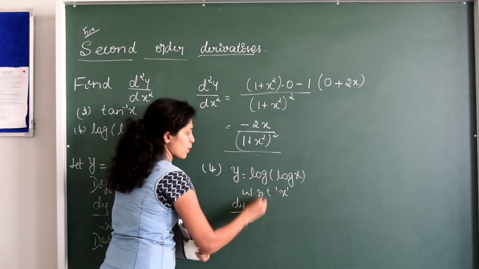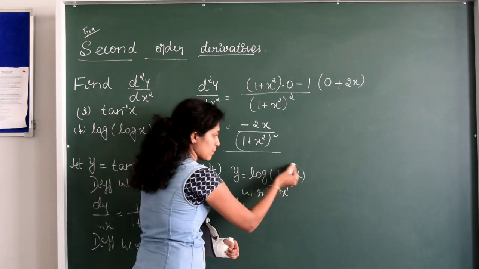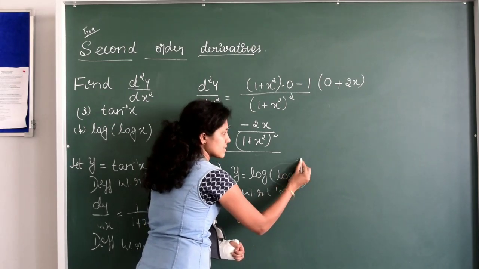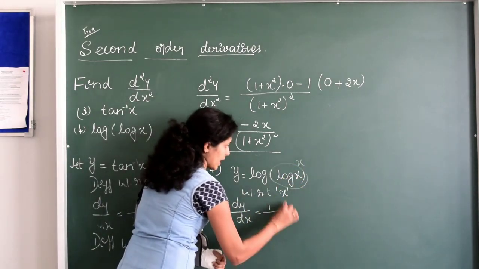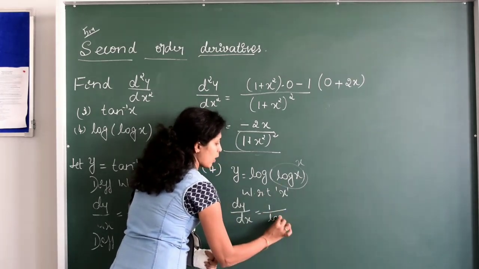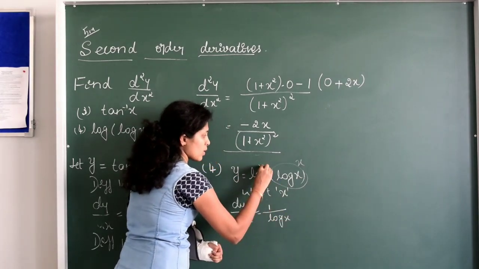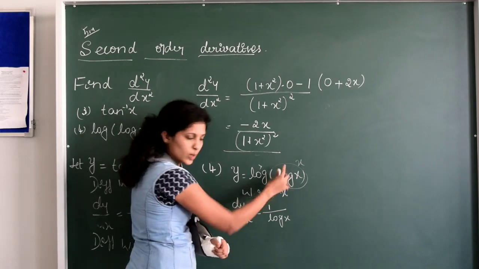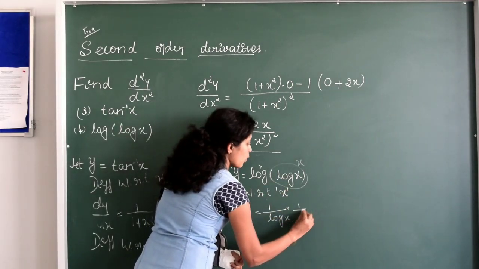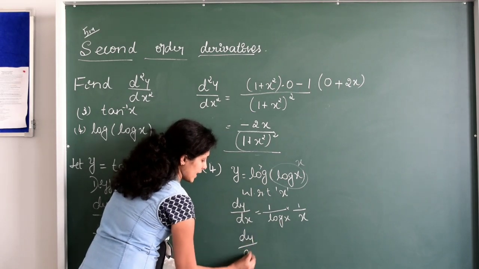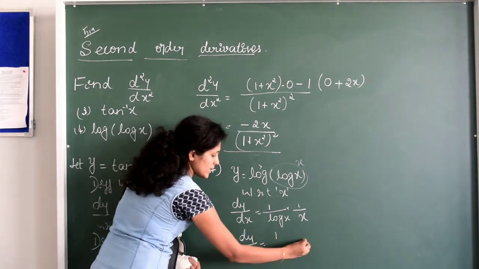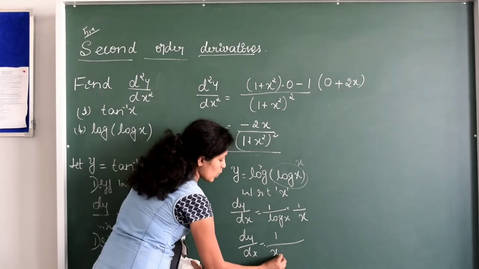Now here it is of the form log of log x. So you have to apply the chain rule. Consider this as x. The derivative of log x will be 1 by x, but in the place of x here we have log x. So 1 by log x, and we are done with this log. Now we have to find the derivative of log x. The derivative of log x will be 1 by x. Is it clear? So we got dy by dx is equal to 1 divided by x into log x.